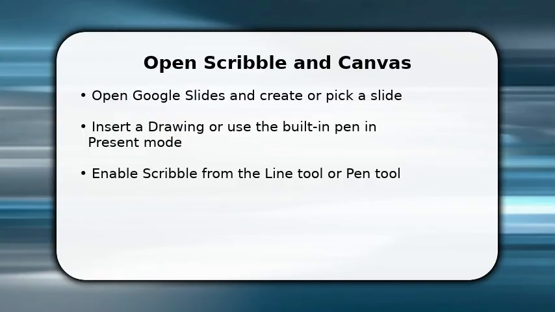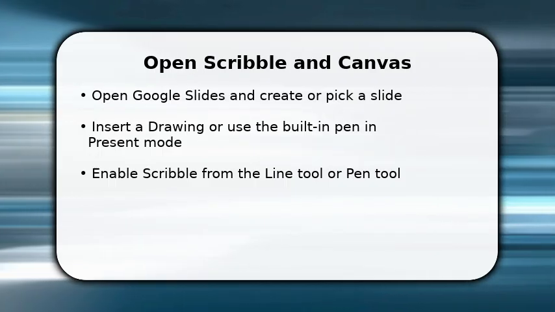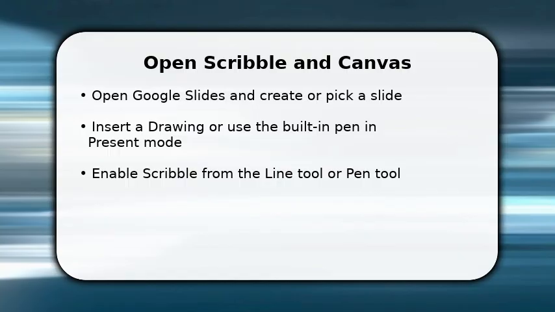You start by opening the slide where you want to draw. Click Insert, Drawing, New, or switch to Present and select the pen. Once done, choose Line and pick Scribble, or select the pen in Presentation mode. You're using Scribble because it converts freehand into smooth strokes and keeps edits vector-based. Make sure the slide has enough white space.